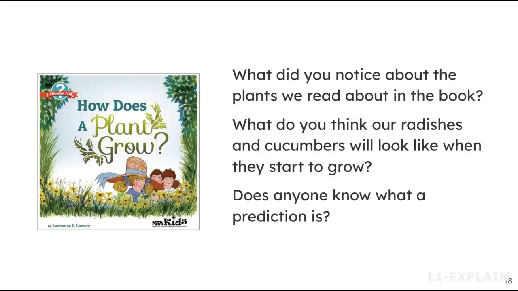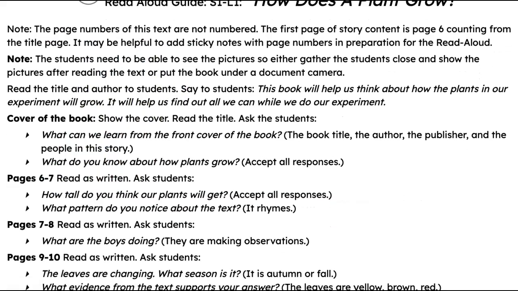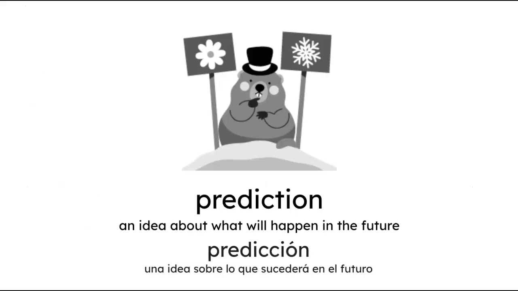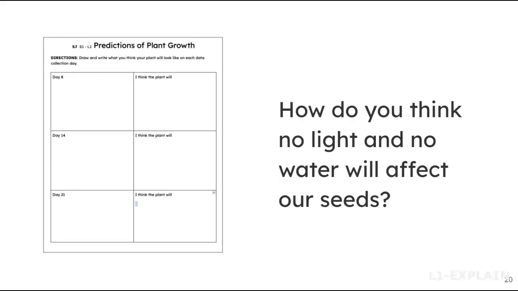During the discussion, you'll read, "How does a plant grow?" Be sure to see the Read Aloud guide for discussion questions and key ideas. You'll also go over the Prediction vocabulary card. You'll allow students time to record their predictions about plant growth on the Predictions of Plant Growth student journal page.